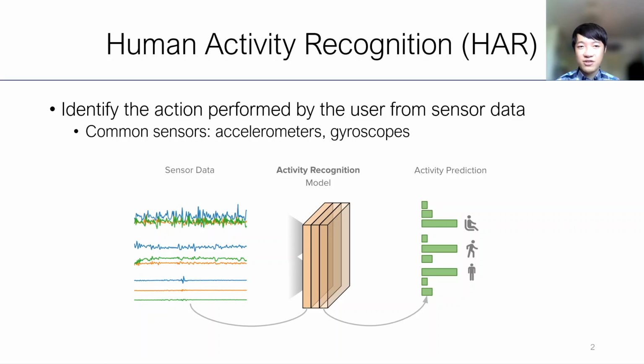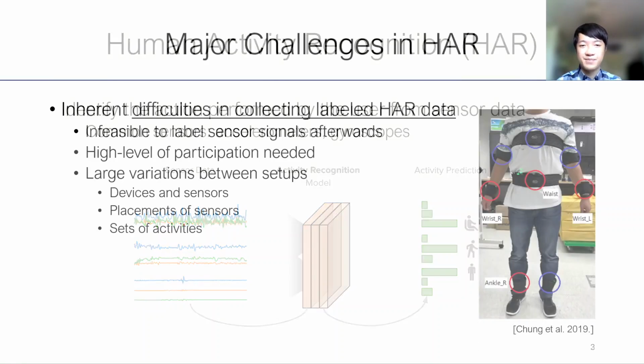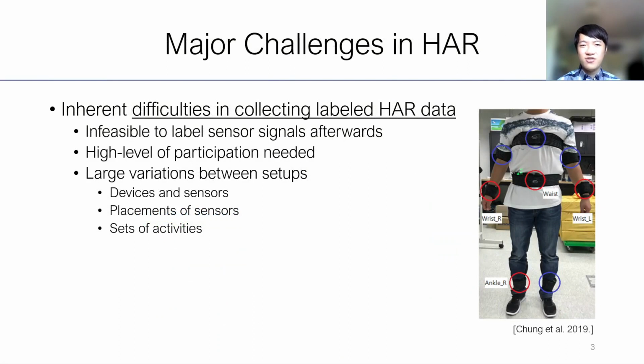Human activity recognition, HAR, is the task of identifying what the user is doing, such as whether the user is walking or running, from sensor data. These sensors are commonly found in mobile devices, such as accelerometers and gyroscopes. However, there are major challenges in HAR, one of which is the inherent difficulty in collecting labeled HAR data.